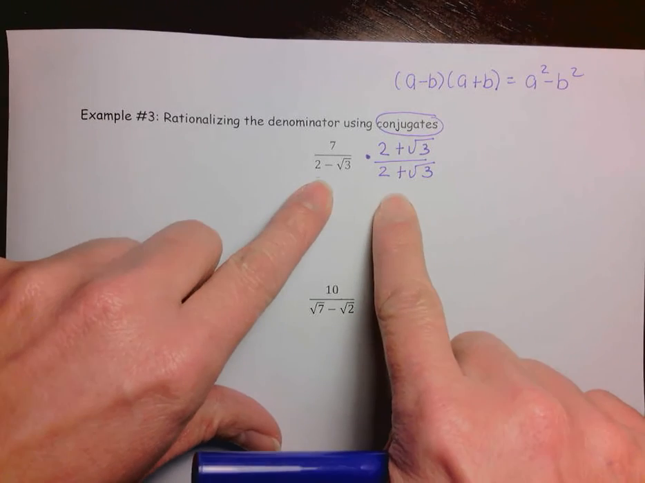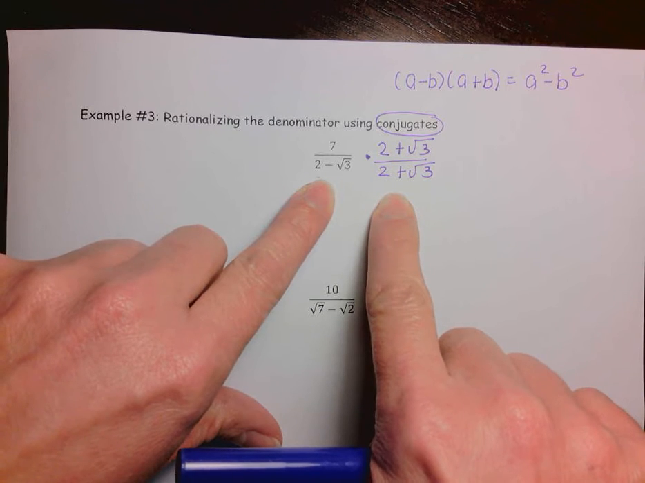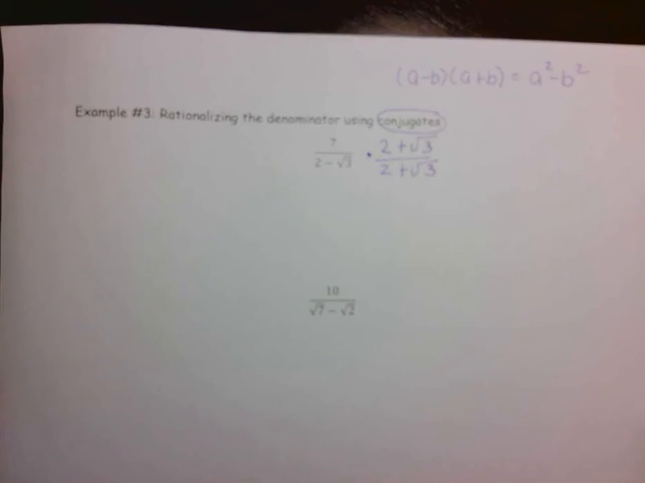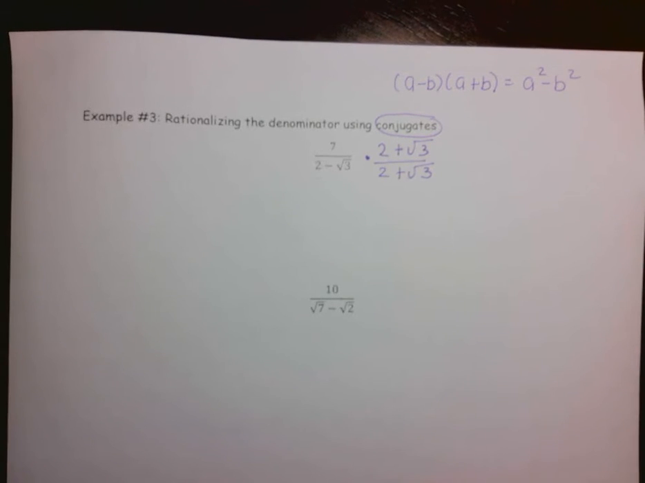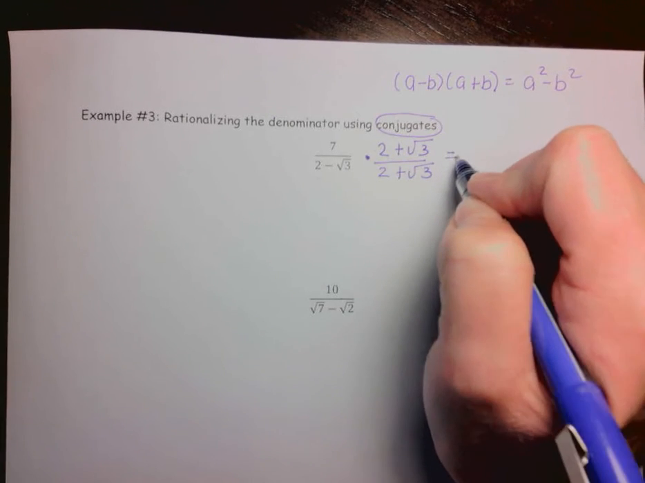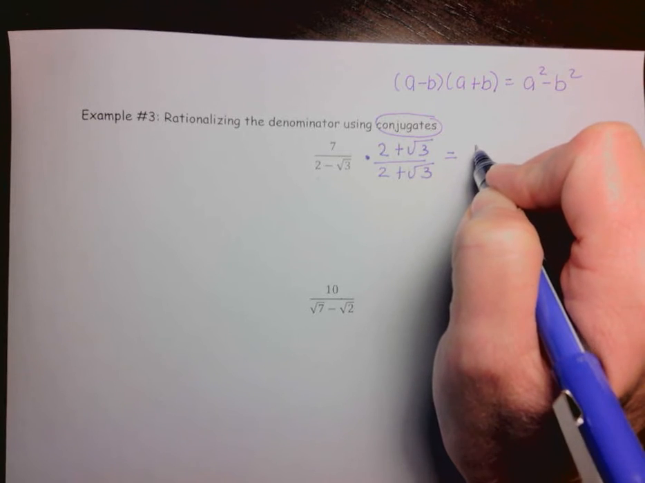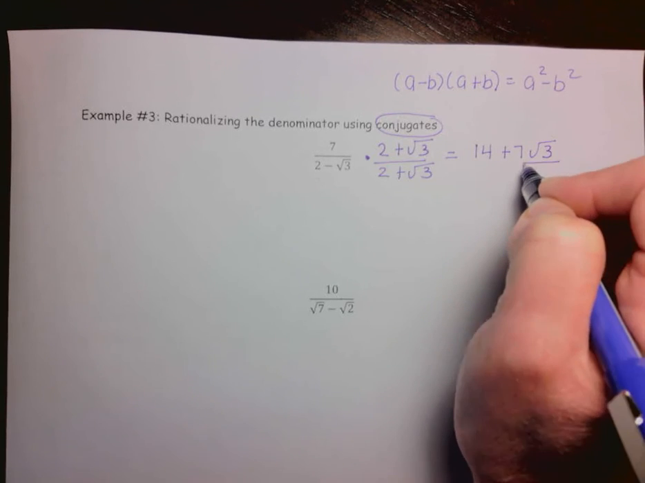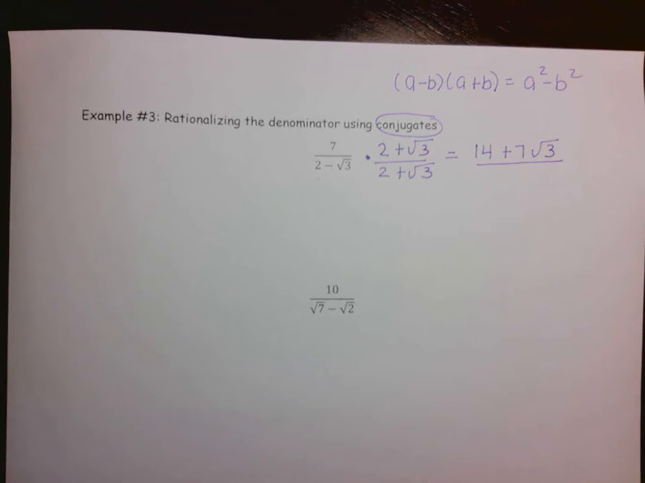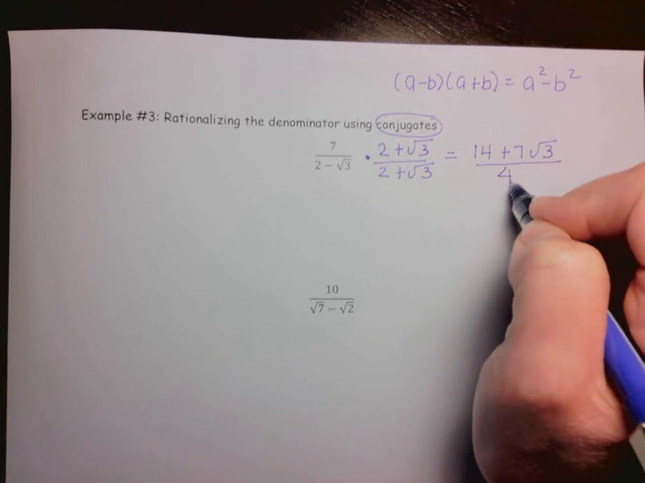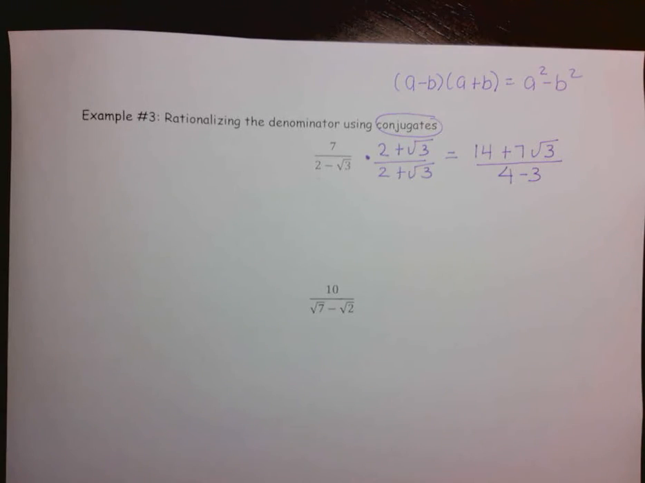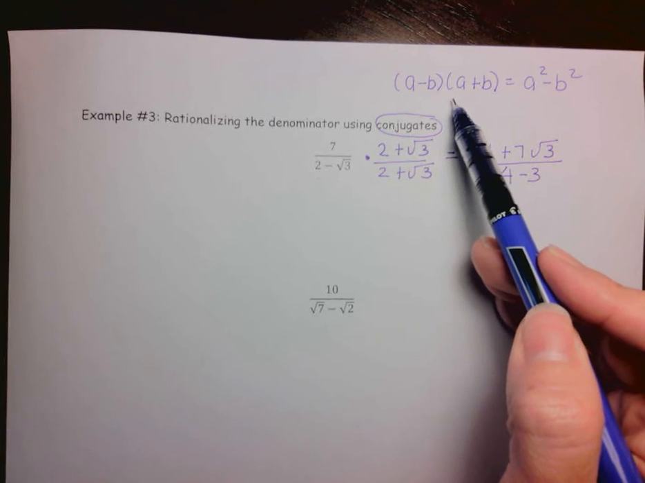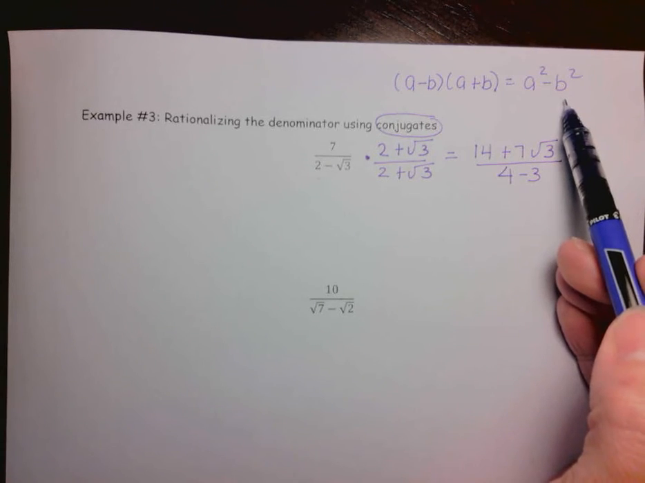These are conjugates. They are the sum and the difference of the same two terms. And let me show you why I want to do this. The numerator becomes 14 plus 7 times the square root of 3, and look at what happens in the denominator. The denominator becomes 4 minus 3. Now, how did I do that in my head so quickly? Remember what I said. A minus b times a plus b becomes a squared minus b squared.